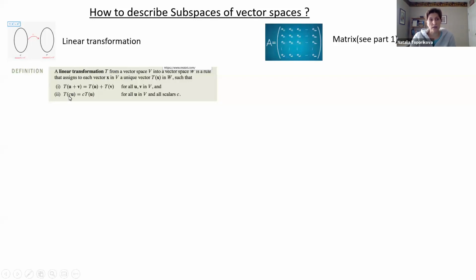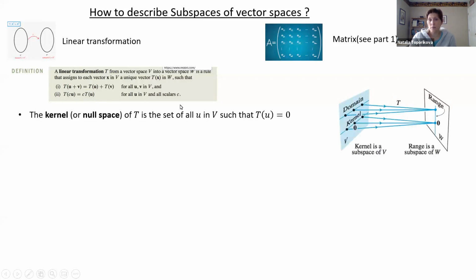The first one is that the image of the sum of two vectors should be equal to the sum of the images, and also that the image of a vector multiplied by a constant should be equal to the product of the same constant c by the image of the vector. So it's actually not that demanding, just two simple properties, but it can define a lot of interesting properties.